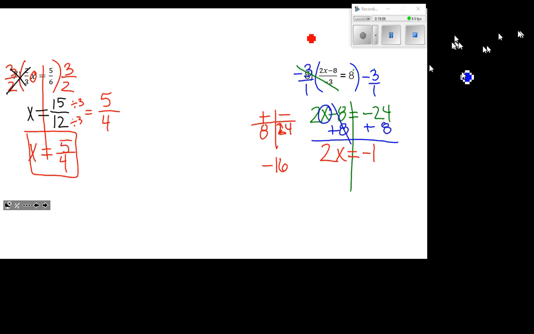So negative 16. We can circle the variable. We're trying to get rid of what's left, which is the 2. So we're going to divide both sides by the 2 and cancel. So x equals, and if you do Dorito Man, you'll get a negative answer, negative 8.